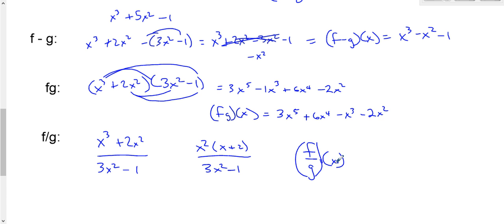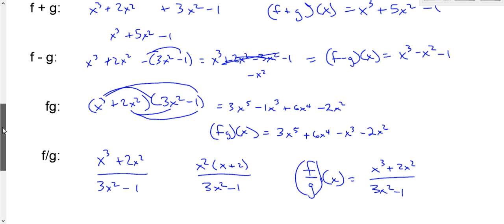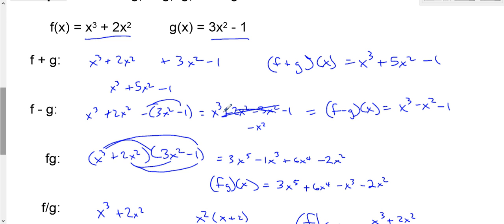Okay, f over g of x is just simply x cubed plus 2x squared over 3x squared minus 1. All right, now let's look at the domain of each of these.